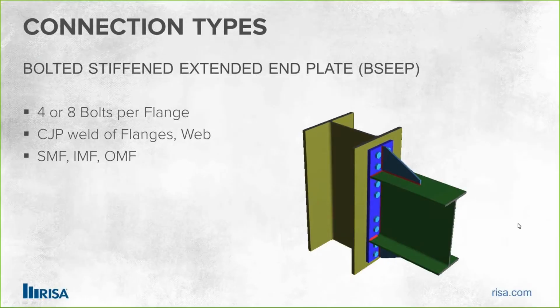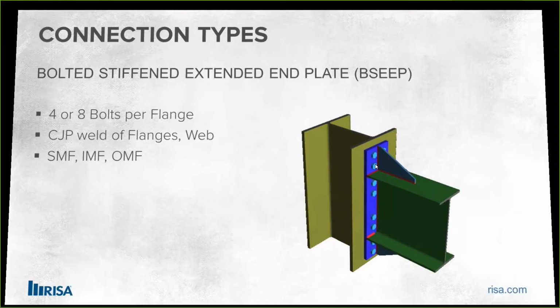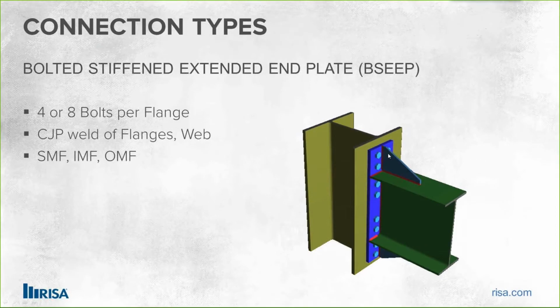Now, there's another version of this called the stiffened version of it, the BSEEP. And in this case, you can have either 4 bolts arranged like we showed here, or 8 bolts per flange. And either way, there's a stiffener that comes up. This is a stronger connection type. It's a little more expensive to use, but sometimes it's necessary, as we'll see in the program here. And the other ideas behind this are completely the same.